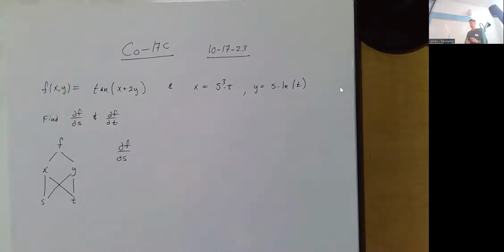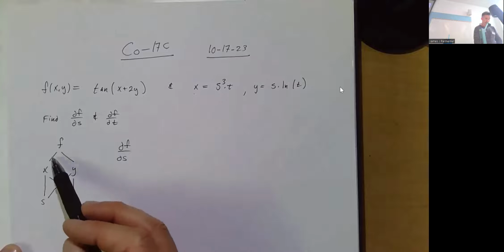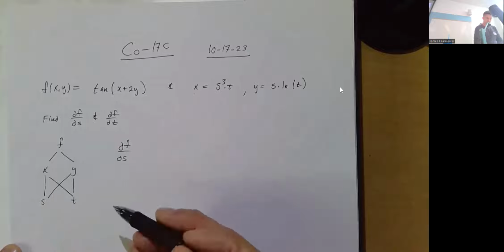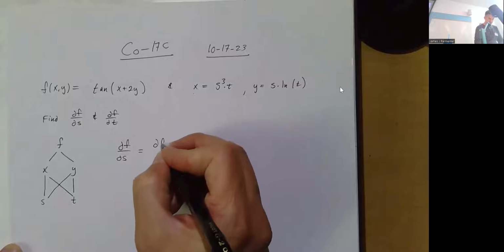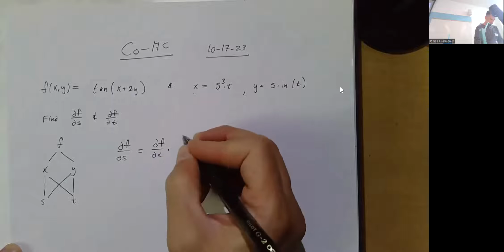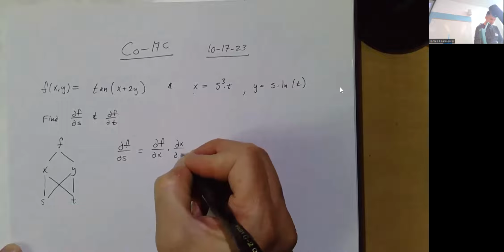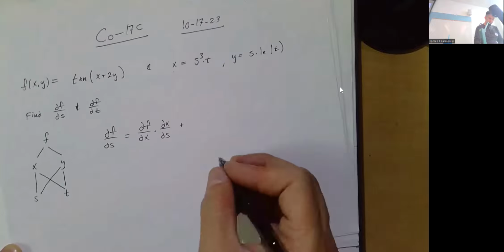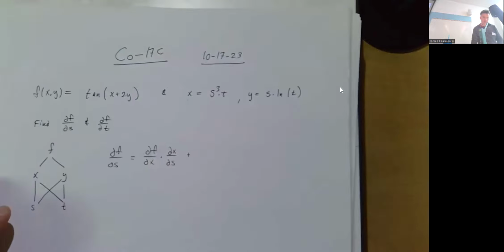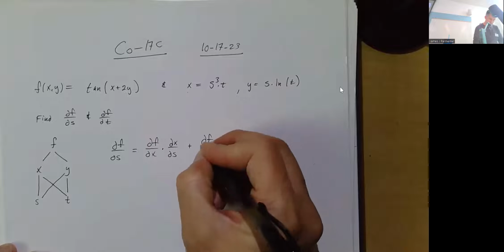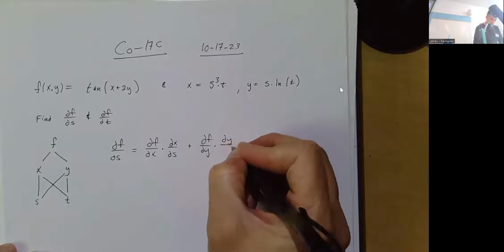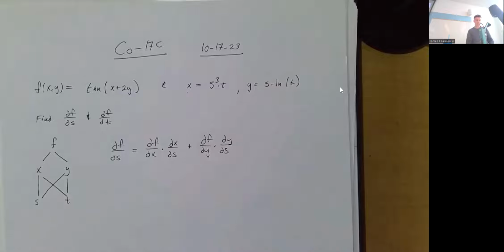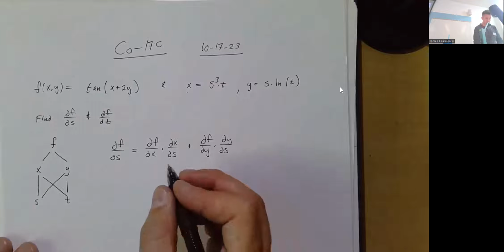When you're finding a partial derivative, really you should be thinking every way I can get from the function to the variable. So how many ways can I get from f to s? Well, I can either go through x or through y. So going through x, we're going to have del f del x times del x del s. Going through y, we're going to have del f del y times del y del s. Those are all the ways of getting there.